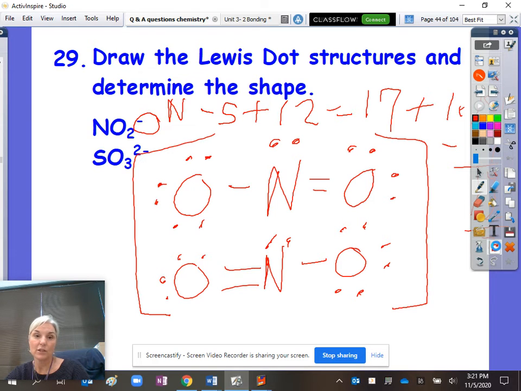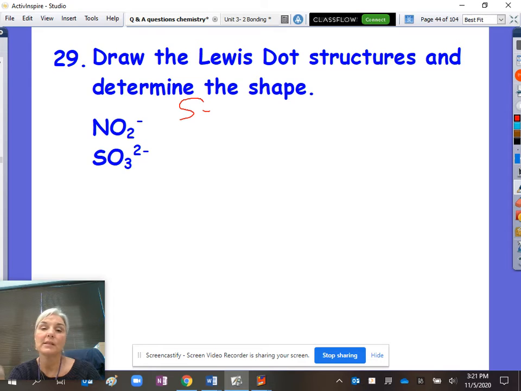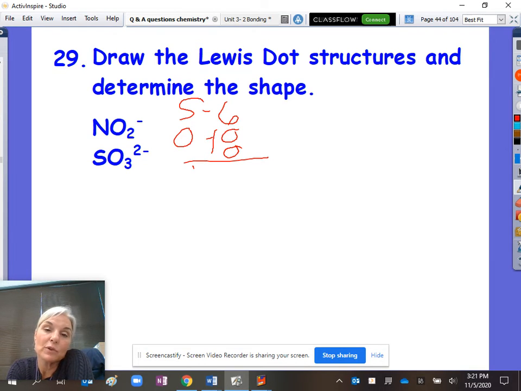All right, let's look at the SO3, 2 negative. So sulfur, there's 1 sulfur, and sulfur is in group 16, so there's 6 there for sulfur. Oxygen is also in group 16, but there are 3 of those, so that's 18. And then we're going to add those up, and that'll give us 24, plus the 2, and that gives us 26.